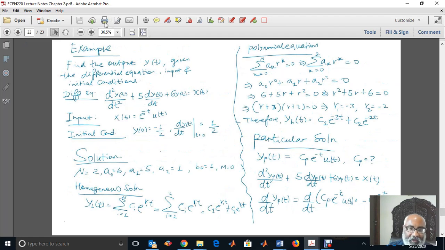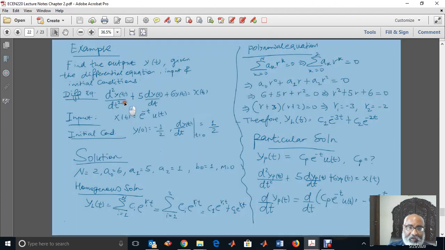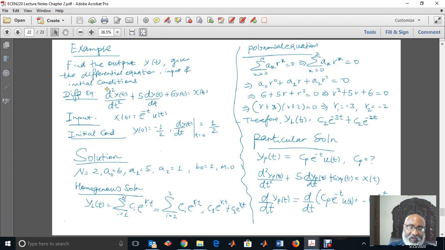Solve this differential equation. Find the output y of t given this differential equation. Remember, this differential equation can be for any mechanical system, electrical system, or chemical processing system, any process. So it can be described by the differential equation. And of course, it will have its own parameters depending on the elements for that system. For example, for our electric circuit case, the elements are resistors, capacitors, inductors, and so on.